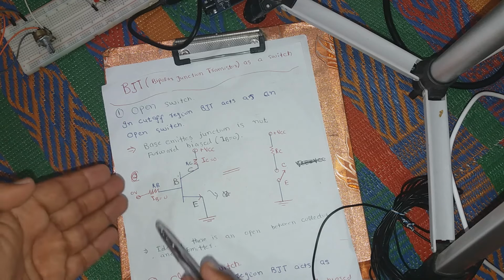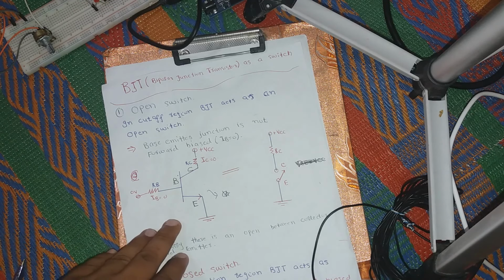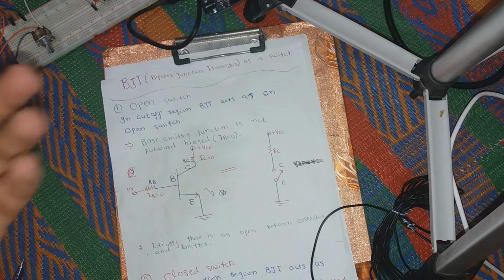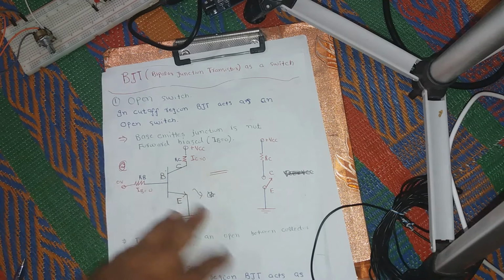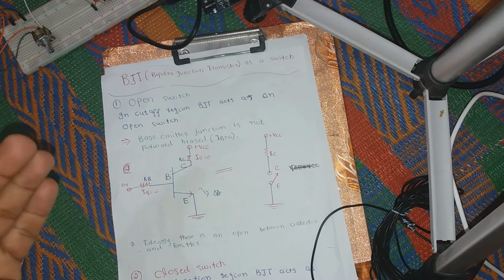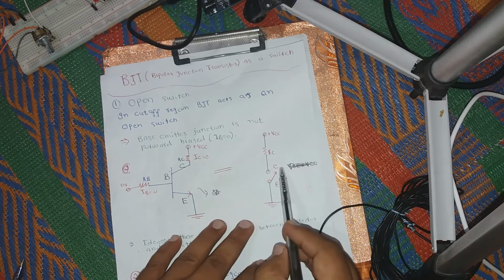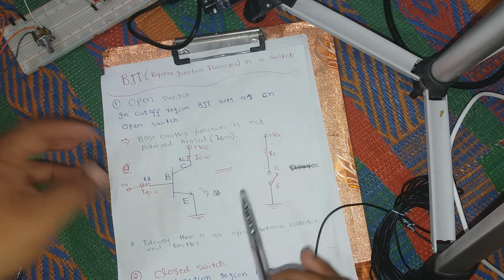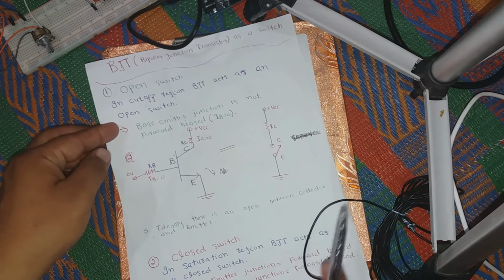So that's why IB is equal to 0, which means that IC is equal to 0. Even though there is VCC, IC is still 0. So you can see that this transistor acts as an open switch. That is, ideally there is an open between collector and emitter. So that's it.